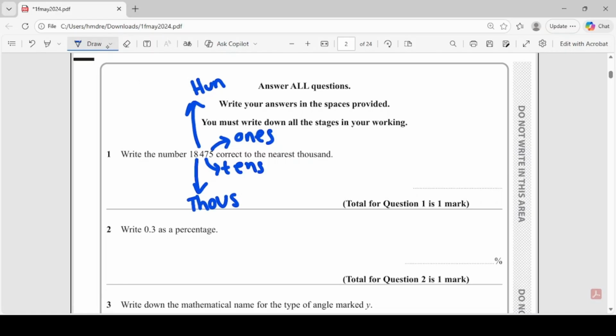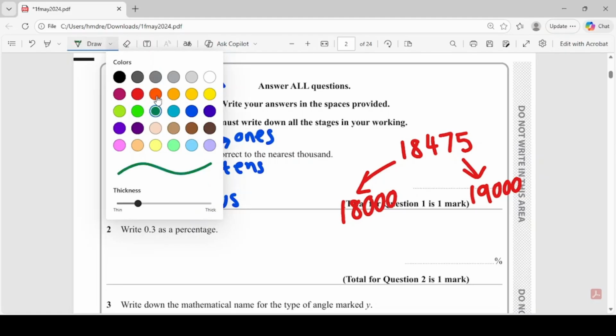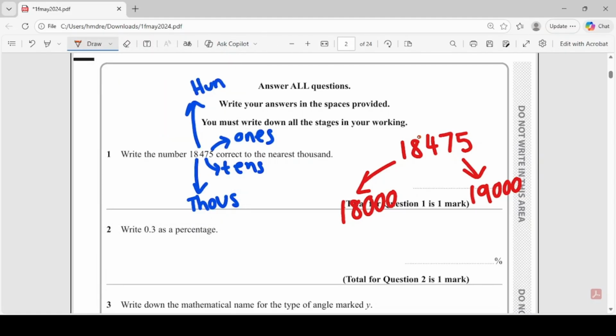And so with this one, we are trying to see, let's just write this here, 18,475. Is it closer to 18,000? Or is it closer to 19,000? And when you are trying to do something like this, you will highlight the number, so the 1,000, and the number next to it on the right will tell you if you're going to round up or down. So this one, because it's a 4, it means we round down. Anything less than 5, we round down. So this is going to be rounded to just 18,000.